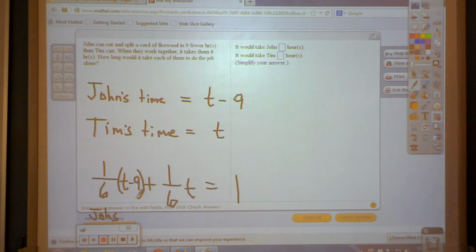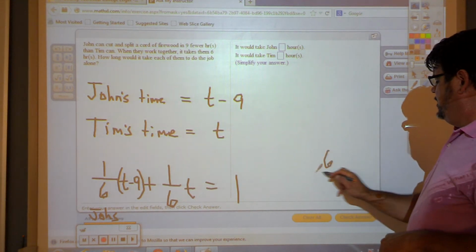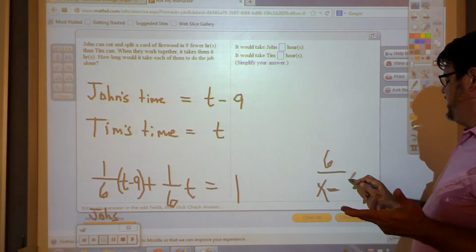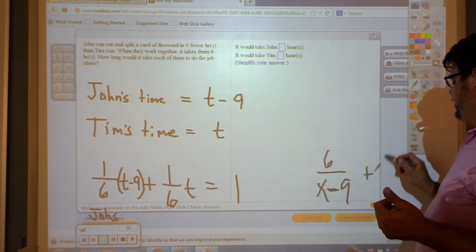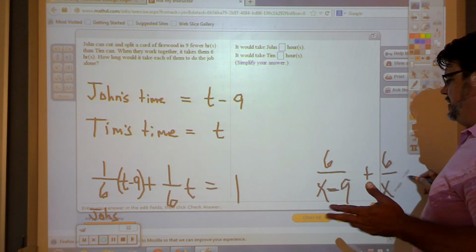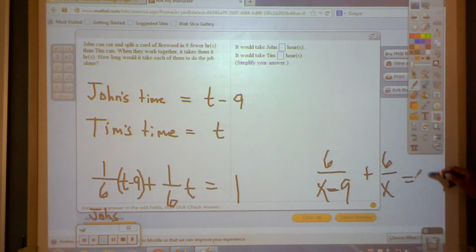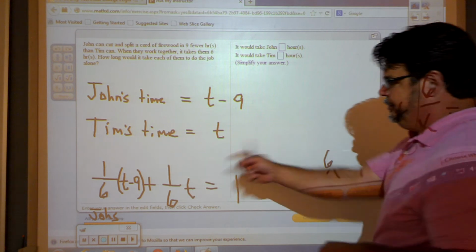What did I have? You had 6 over X minus 9 and 6 plus 6 over X. We used X plus 6 over X equals 1. Yeah, I have them on the denominator. Here I have them at the numerator. It'd still be the same thing. Does that one also have to be multiplied by X times X minus 9 on the denominator? Well, when you multiply through, yes.